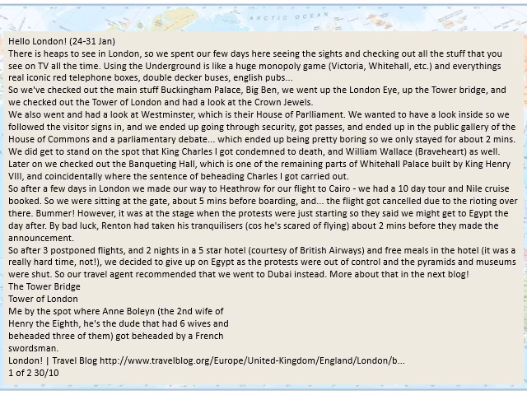We also went and had a look at Westminster, which is their House of Parliament. We went to have a look inside so we followed the visitors sign in, and we ended up going through security, got passes, and ended up in the public gallery of the House of Commons in a parliamentary debate, which ended up being pretty boring, so we only stayed for about 2 minutes. We did get to stand on the spot that King Charles I got condemned to death, and William Wallace Braveheart as well. Later on we checked out the banqueting hall, which is one of the remaining parts of Whitehall Palace built by King Henry VIII, and coincidentally where the sentence of beheading Charles I got carried out.